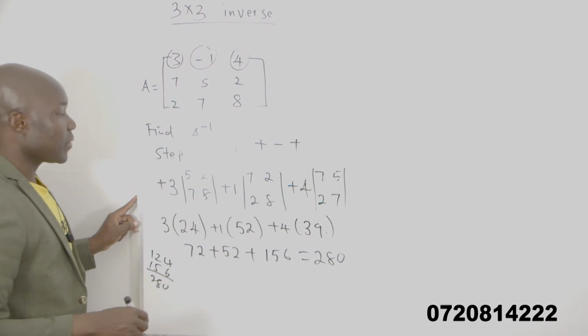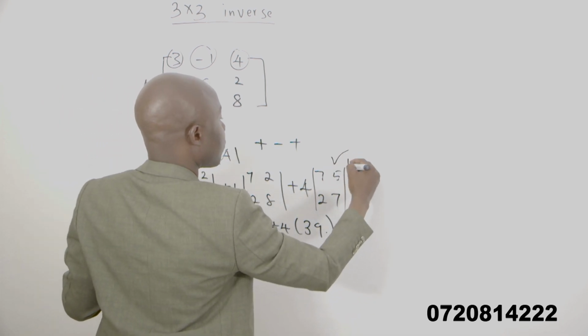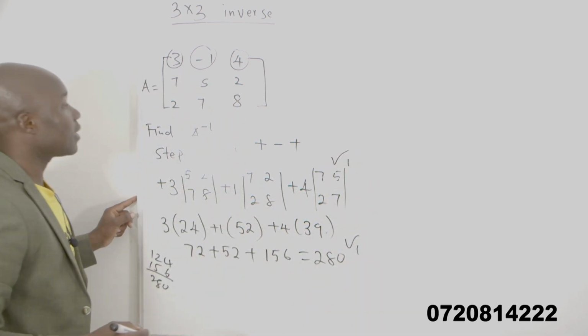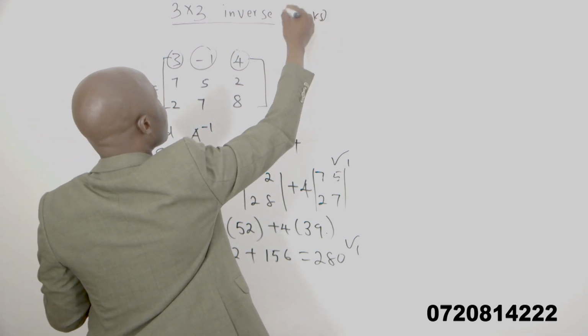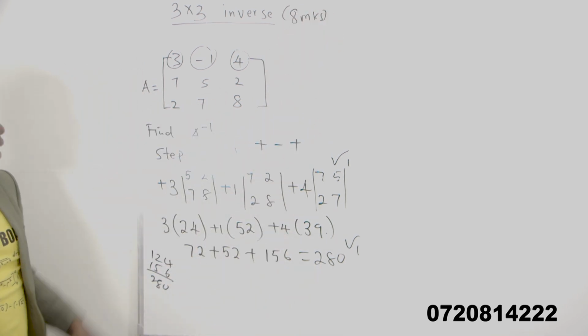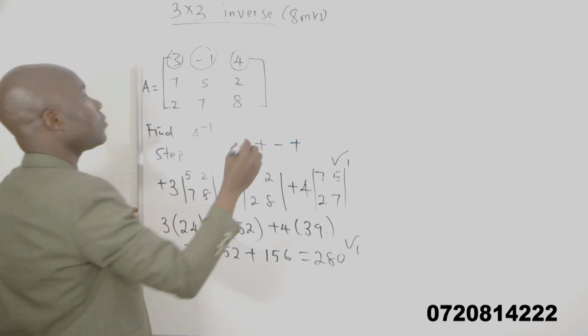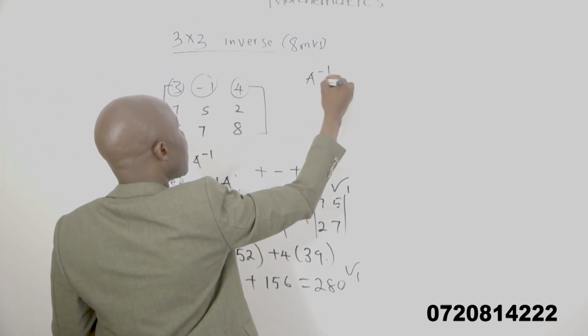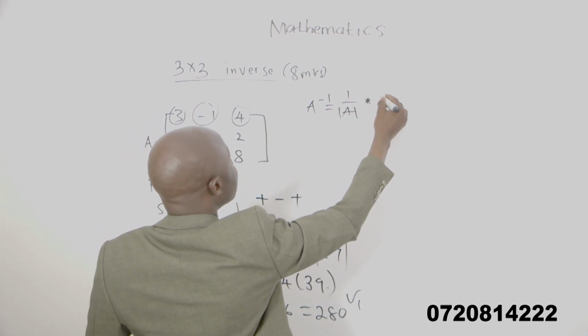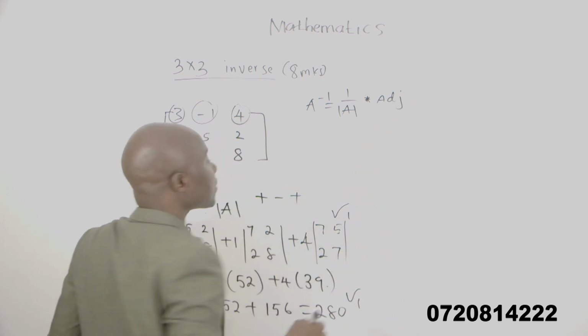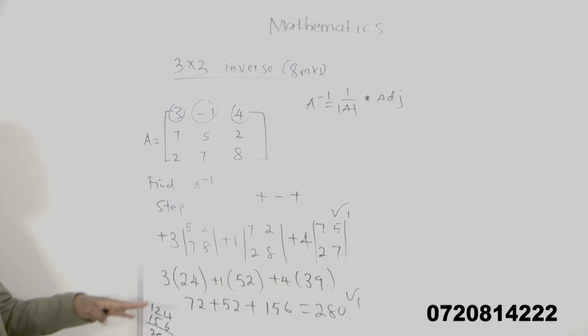At this stage, the examiner may give you 2 marks, 1 mark here and 1 here. Remember, getting the inverse can go all the way to 8 marks. So by getting the determinant, then we know very well for us to get the inverse of any matrix is 1 over that determinant times the adjoint. How do we find the adjoint of a 3 by 3 matrix?